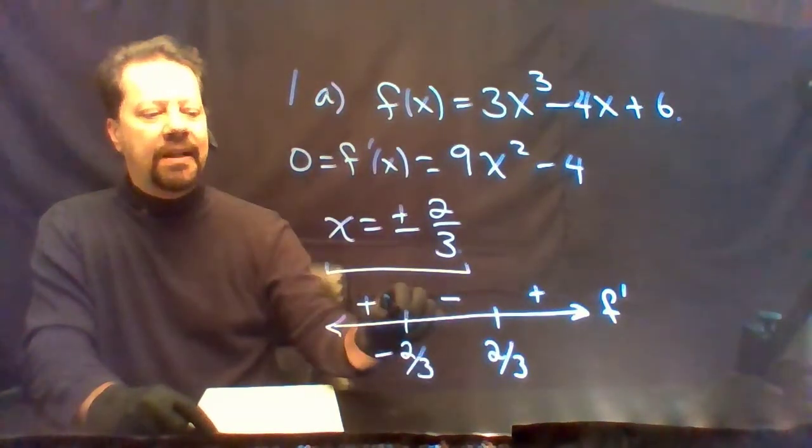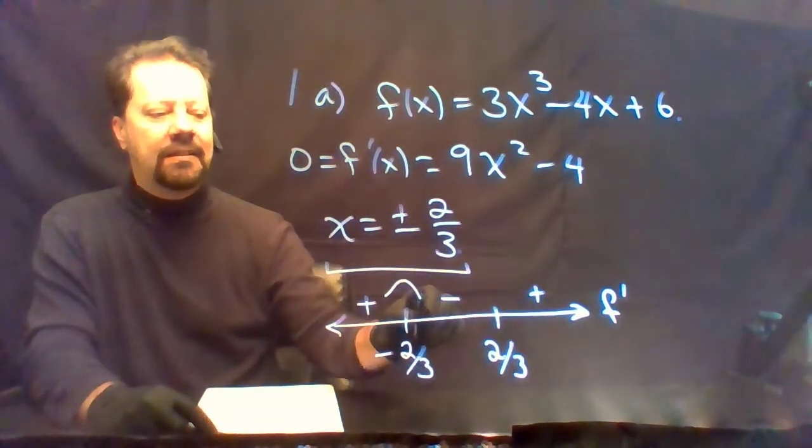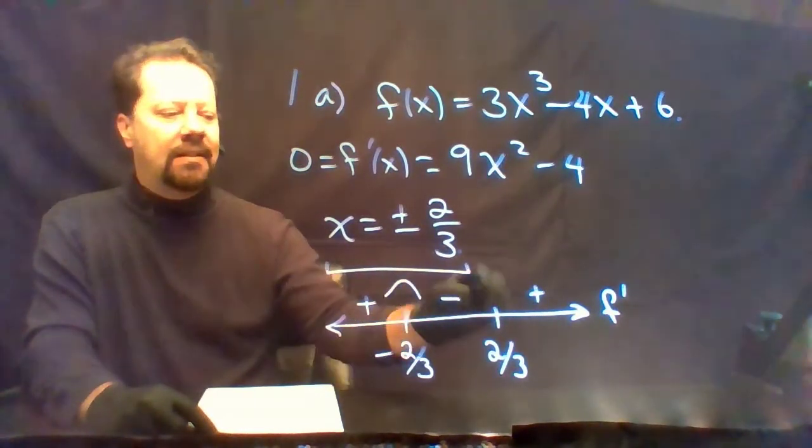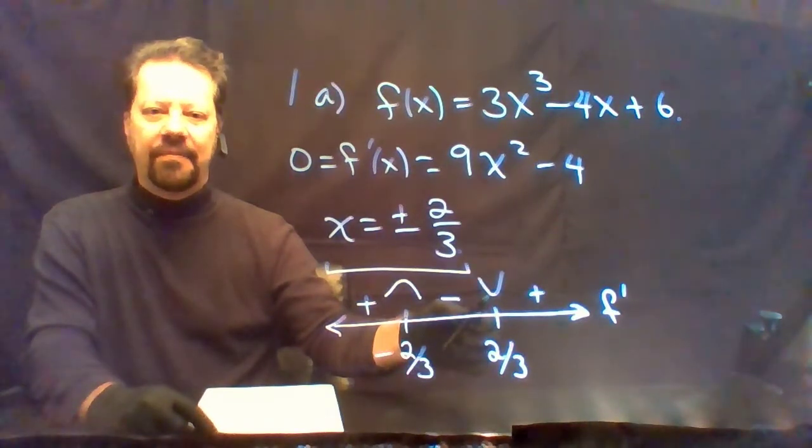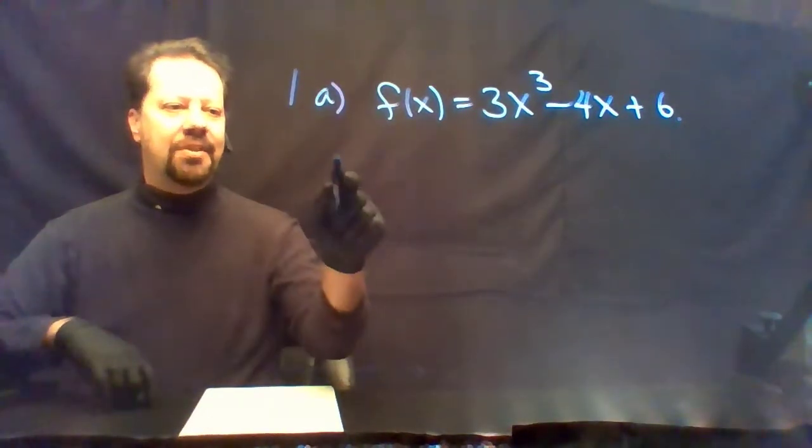So you can see it's going up until it gets here and then down. We have a relative max. Down until it gets here and then up. We have a relative min. We'll state our answers as follows.